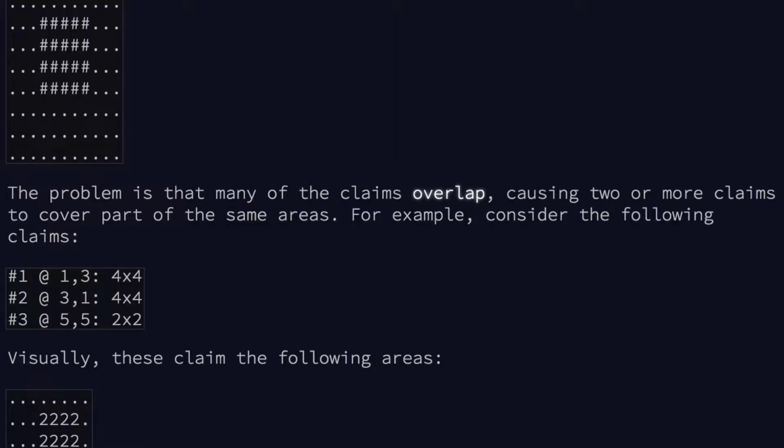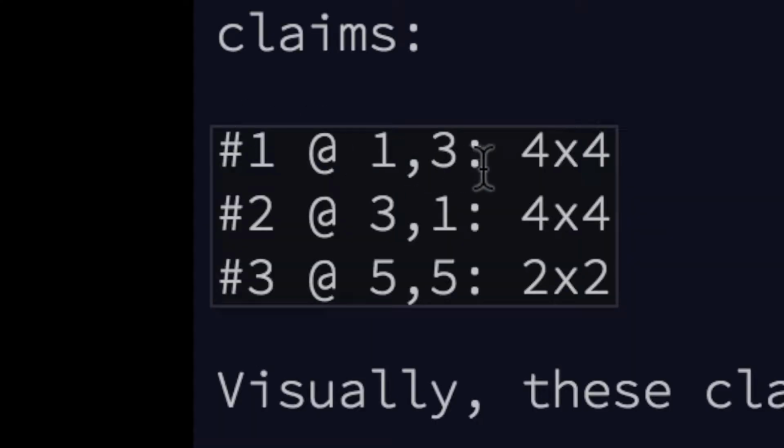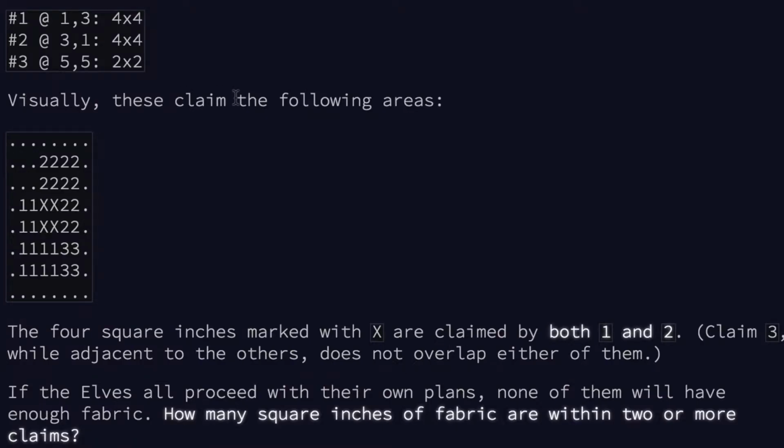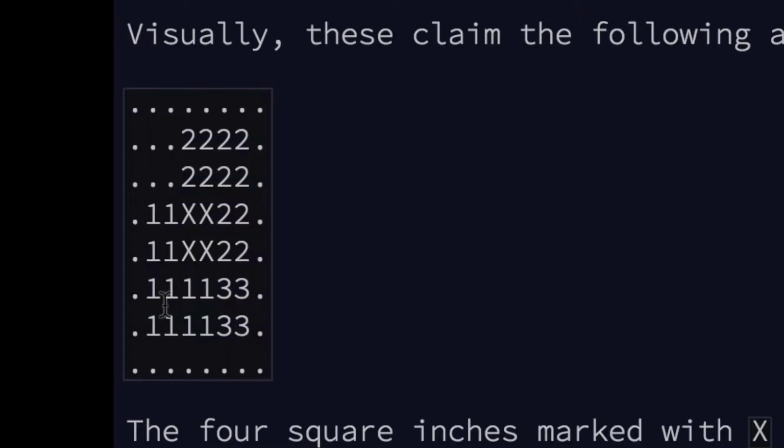The problem is that many of the claims overlap, causing 2 or more claims to cover part of the same areas. For example, consider the following claims: 1 at 1,3 4 by 4, 2 at 3,1 4 by 4, 3 at 5,5 2 by 2. Visually, these claim the following areas. You have a bunch of 1s here in this area, a bunch of 2s here in this area, and then they overlap right here, and then these 3s don't overlap anything.